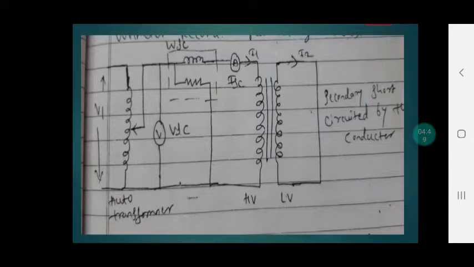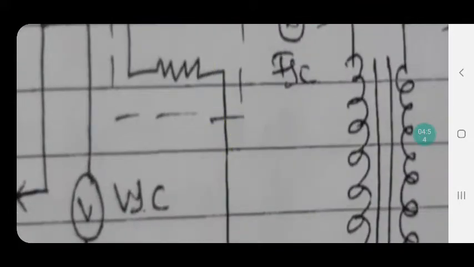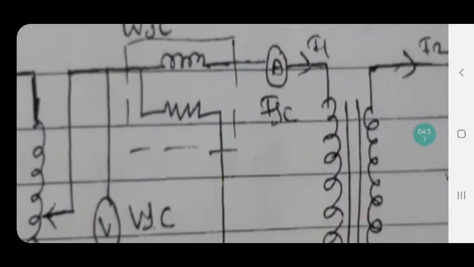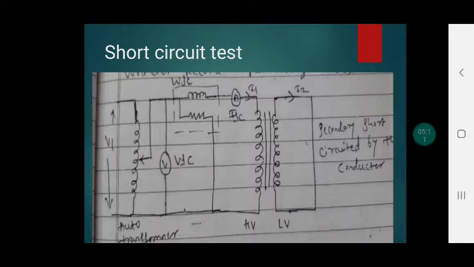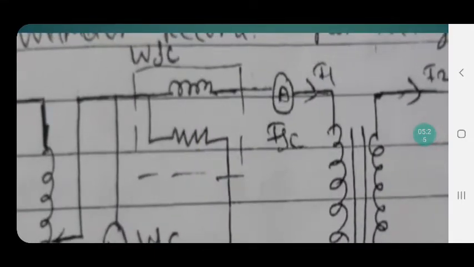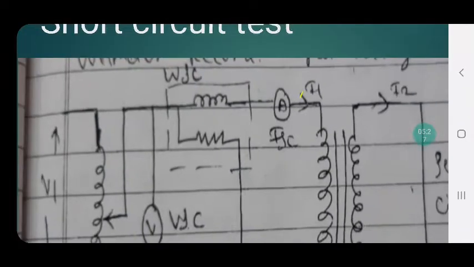As the copper losses are more and iron losses are very less, the iron losses are neglected, and whatever power is consumed by the wattmeter is taken as the copper loss. In this test we get the value of copper loss because the current is more, so I squared R or copper losses are more and iron losses are negligible. We have to ignore the iron losses. So whatever the wattmeter reads will be the copper loss.